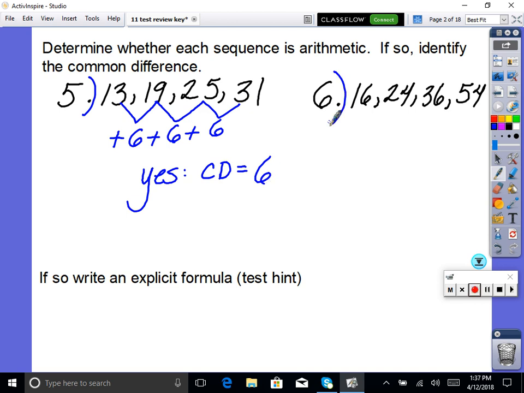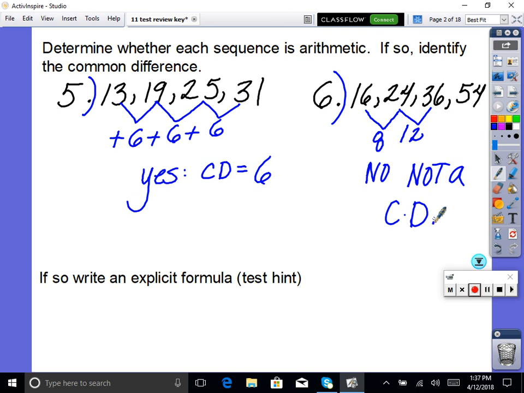So let's look at this one. Let's see if we're subtracting the same amount each time. So if I look here, I see 36 minus 24 is 12, and then 24 minus 16 is 8. So we added 8, then we added 12. That's not going to work. And if you do 54 divided by 36, 36 divided by 24, it's not the same thing as 24 divided by 16, so it's not a common ratio either. But it didn't even ask us that. It asked us if it was arithmetic. So we would say no. And why? There's not a common difference.